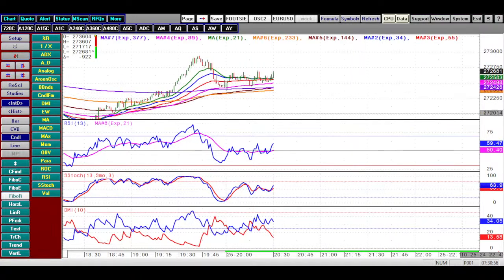Okay, the data came out. The Canadian data came out bad, so dollar CAD should be going up. I'm not sure what it is doing now. This is about 38.50.